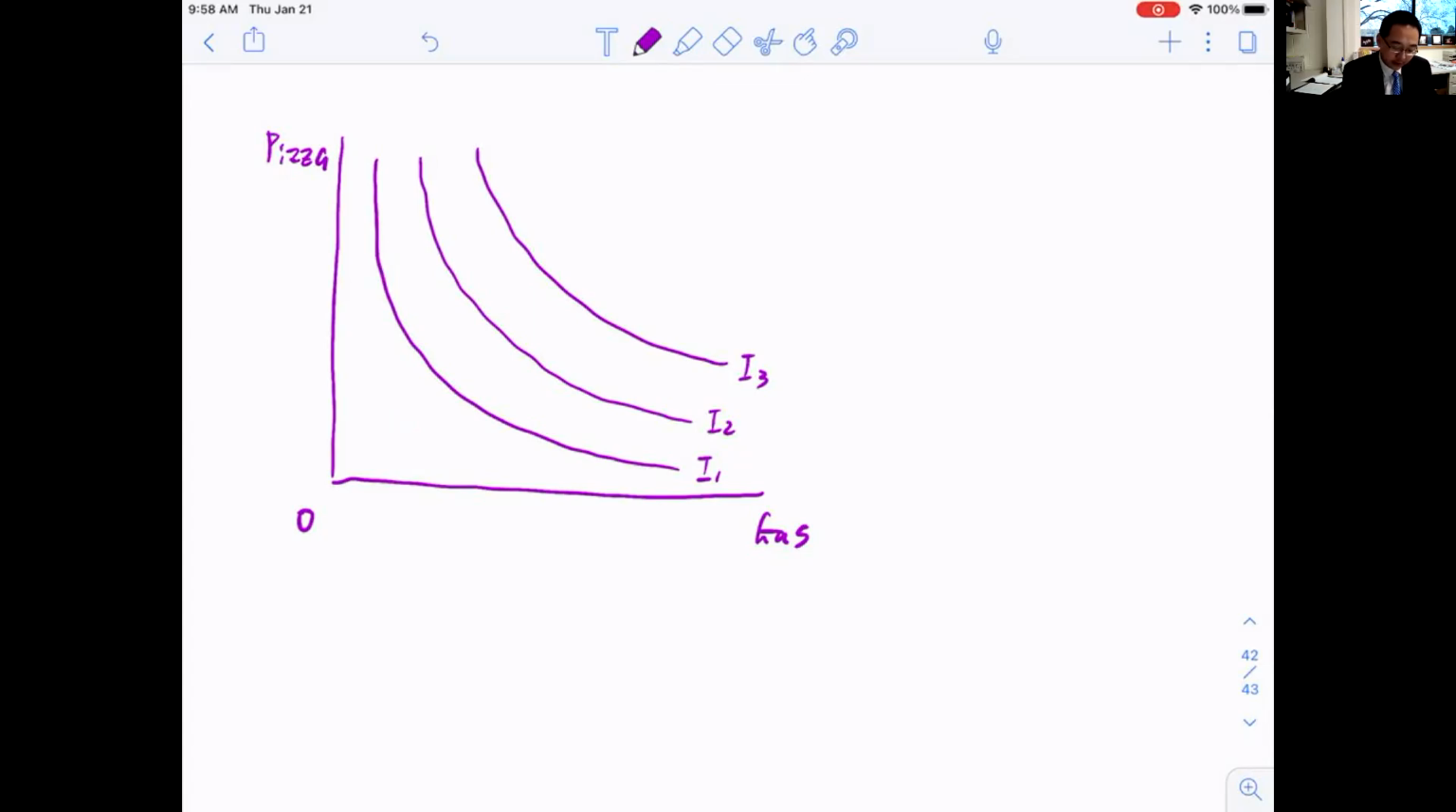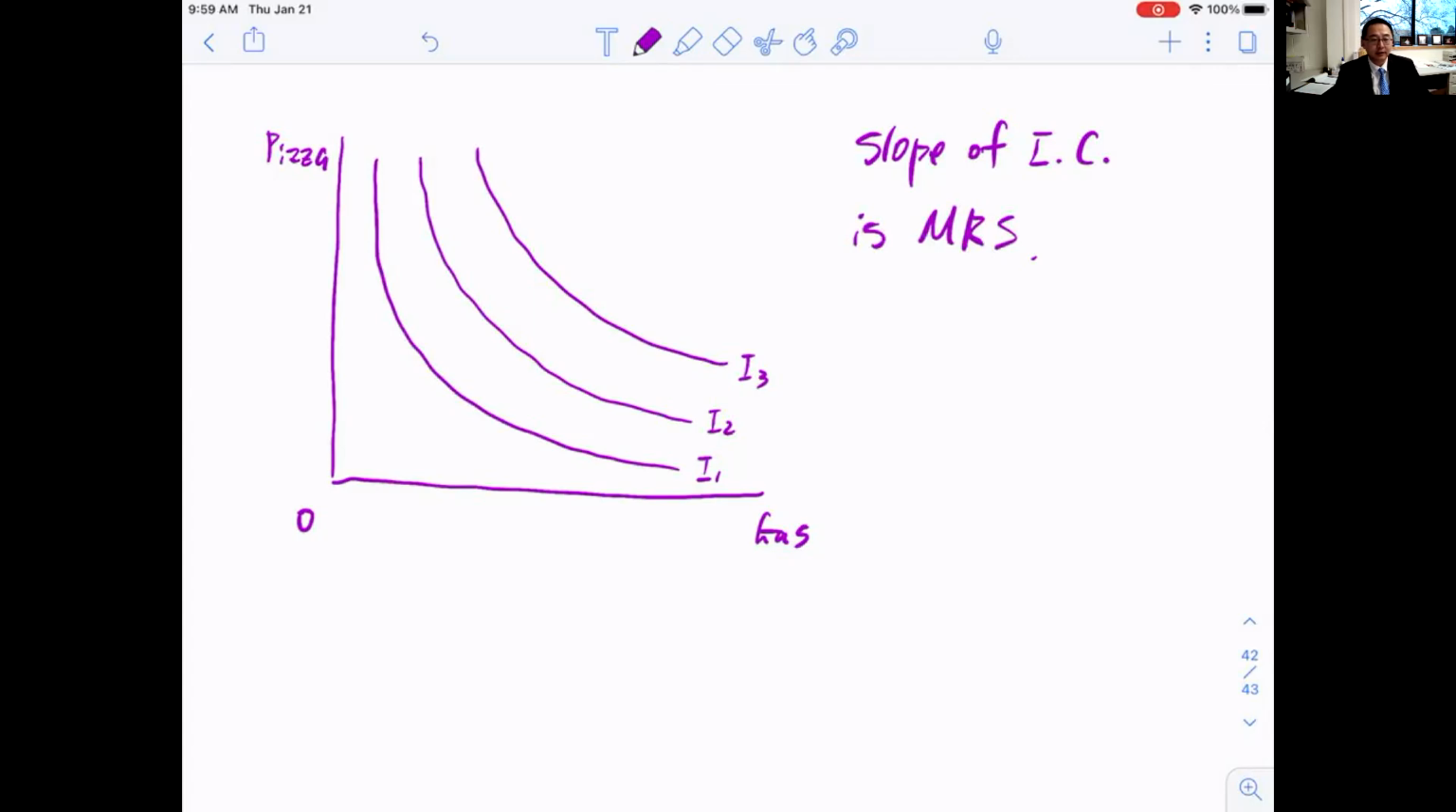Now, the slope of your indifference curves is called the marginal rate of transformation. Okay, marginal rate of substitution. Not transformation, substitution. And that essentially tells you how much you're willing to give up of something for something else in terms of your preferences.